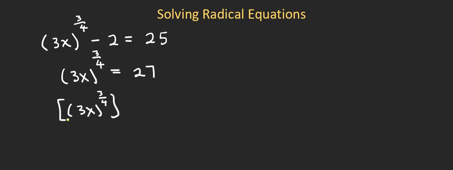So what's the reciprocal of 3 over 4? That's 4 over 3. So now that cancels out. You just get 3x.